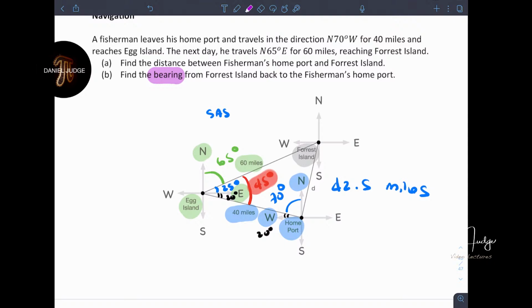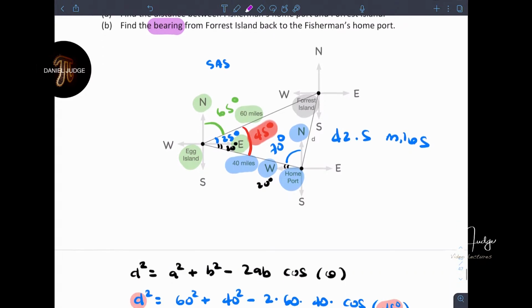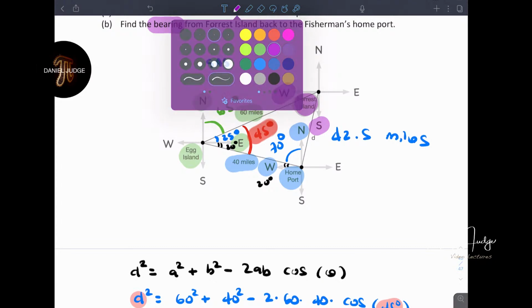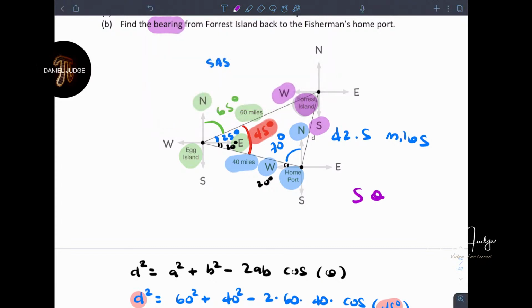So it looks like we're going to have to double check here, right? We left the home port, went to Egg Island, went to Forest Island. So we're going from Forest Island back to the home port, right? So we're going from here now. We're in Forest Island. We have to get back to the home port, back home. So we're going to have to travel southwest, ladies and gentlemen. So this picture is more realistic here. This is south theta west. So here's what I want to say. You're having to go now southwest.